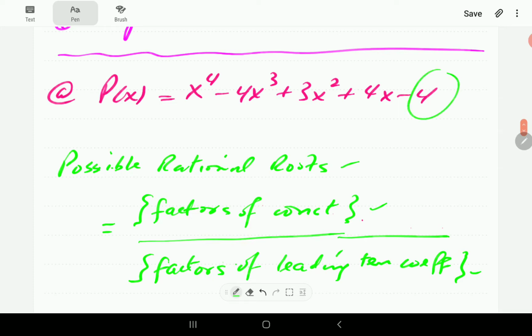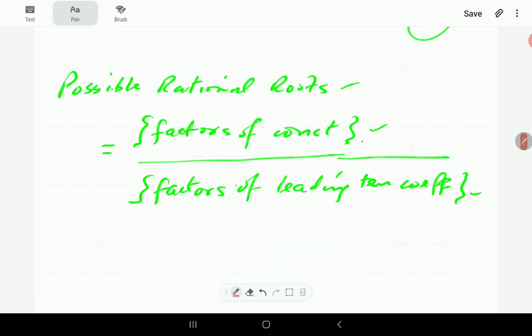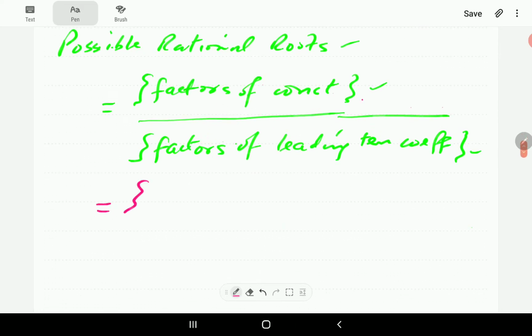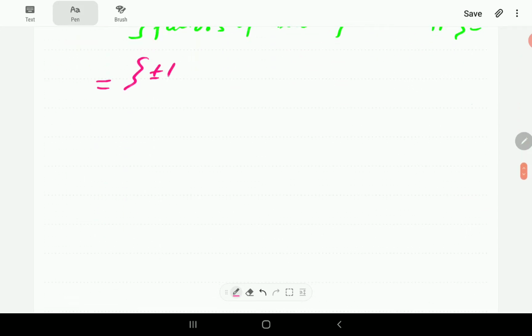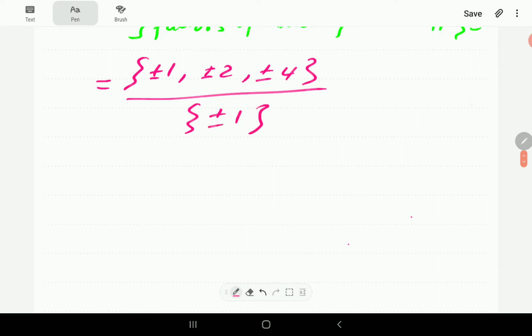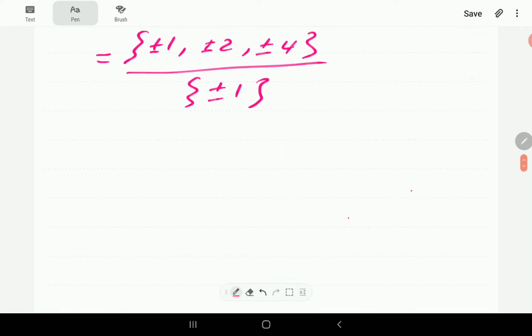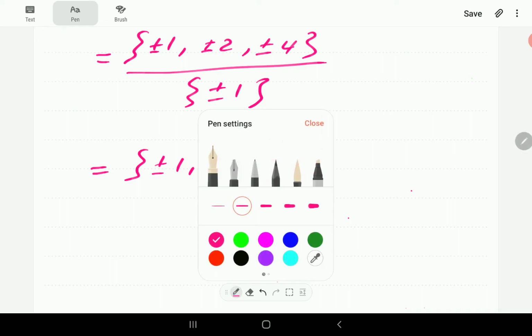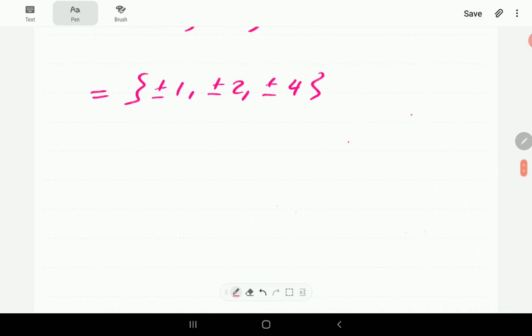In this case, for instance, the constant is -4 and the coefficient of the leading order term is 1. So the possible roots we can obtain by listing all the factors of 4 in the numerator, then all the factors of 1 in the denominator. Since the denominator is 1, this just works out to be the set of numbers in the numerator. So these are the only six possible rational roots of the polynomial we've got. Then we try each one of them one by one using the remainder theorem.